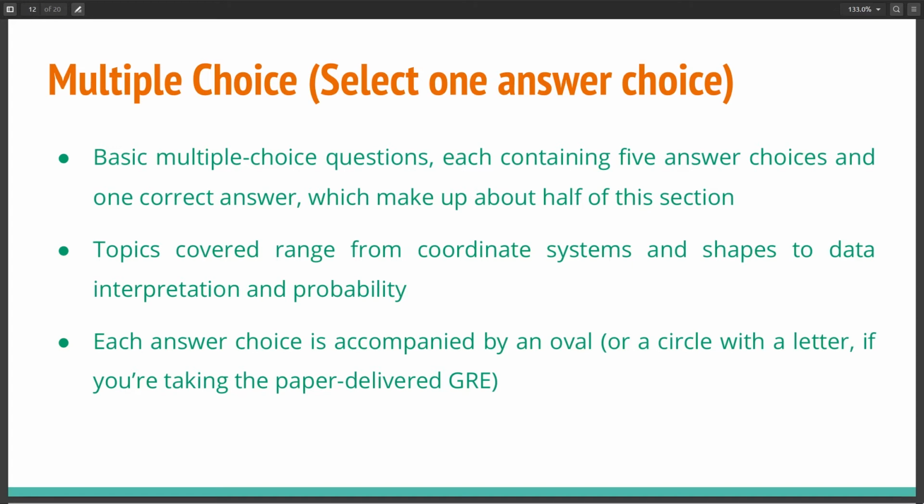Each question type will be accompanied by an oval. If you see that the options have an oval next to them, you can understand that it is an MCQ question. However, if you are giving the paper delivered GRE, it will be denoted with a circle with a letter.